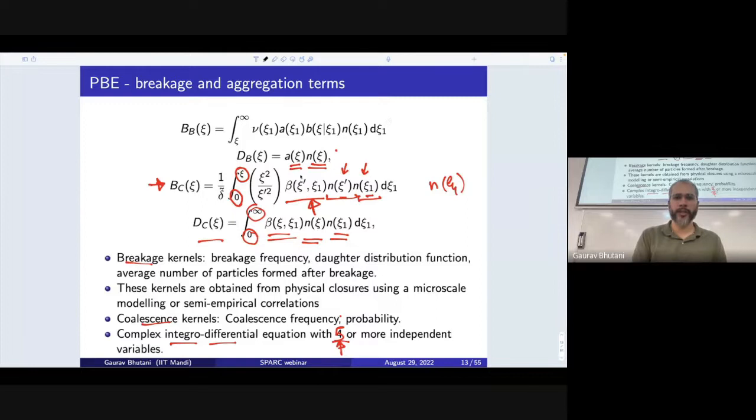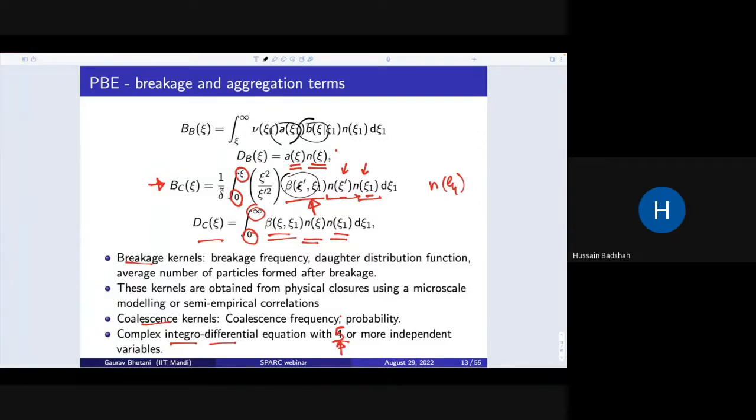Because these things such as A, B, beta are dependent on the physics. As I said, if you're talking about coalescence of bubbles, there's a different model. If you are dealing with aggregation of, let's say, powder particles, some sintering of powder particles, the physics is very different. So these terms are very different. They're coming from physical models, so these also have to be supplied as physical models to the overall population balance equation model. Does that answer your question?